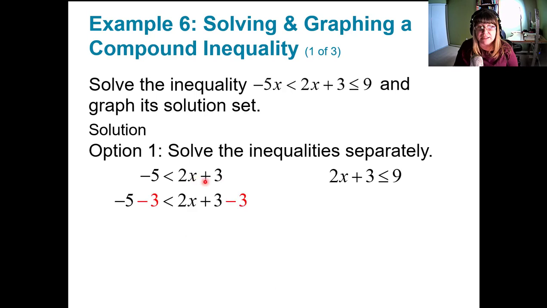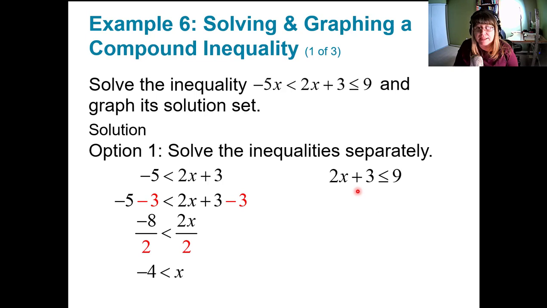Solving the first one, I'm going to subtract 3 from both sides, and then I'm going to divide by 2, and I get -4 is less than x. Now I don't want to graph this as it is because my x is on the right, and this is not my little cheat here. If the x was on the left, it would be my little cheat.